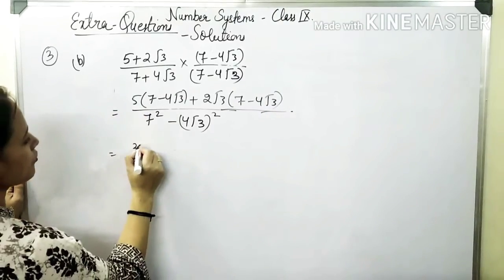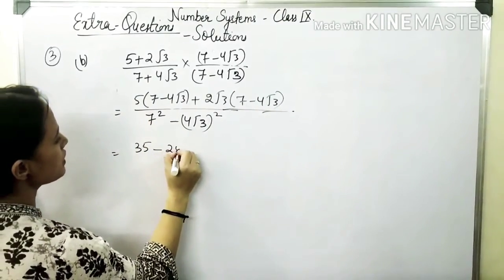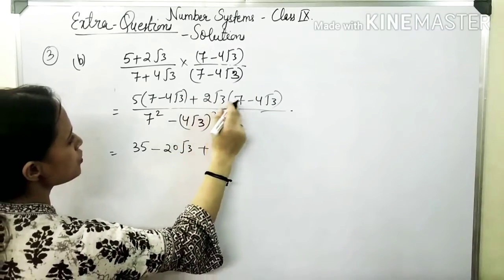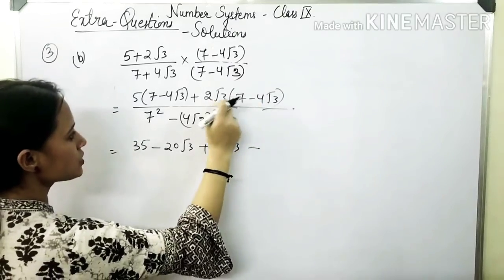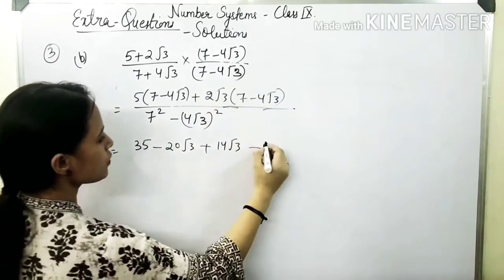Now here what are we getting? 5 7s are 35 minus 20 root 3 plus 2 7s are 14 root 3. Minus 2 4s are 8 and root 3 into root 3 will give you 3. So 8 3s are 24.